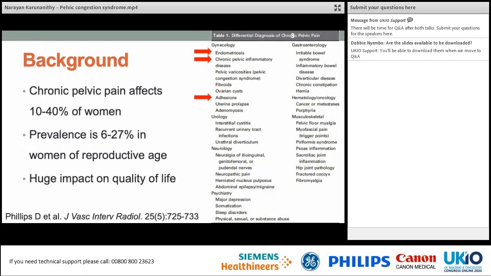We know that chronic pelvic pain affects a large number of women, up to 40% of women, and in particular prevalence in women of reproductive age is up to a fourth. This can have a huge impact on the quality of life for the patient. However, we know that the cause of chronic pelvic pain, as my previous speaker has alluded to, is that there are multiple causes for it, not only gynecological causes, but other urological causes, GI causes, neurological, musculoskeletal, and psychiatric. So to sort of unpick that and come to the diagnosis is often quite challenging.